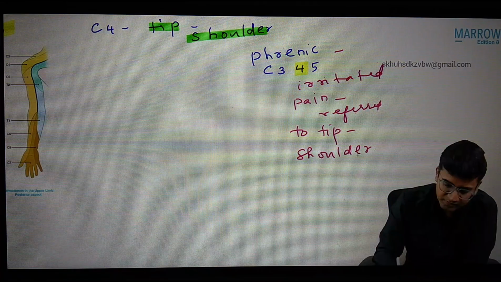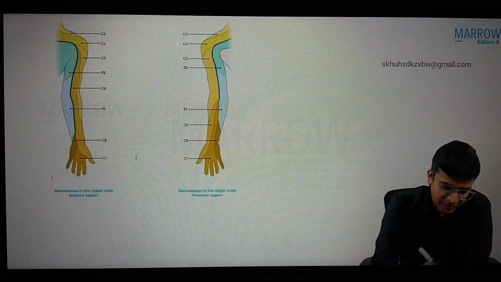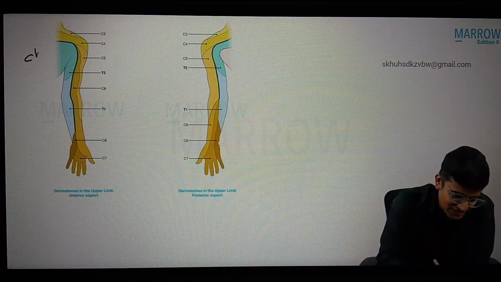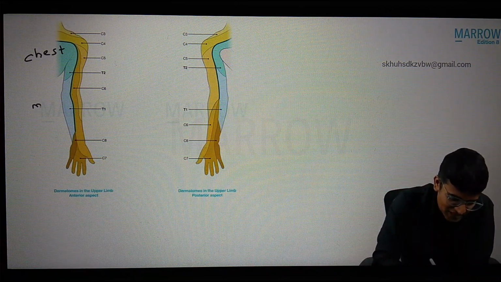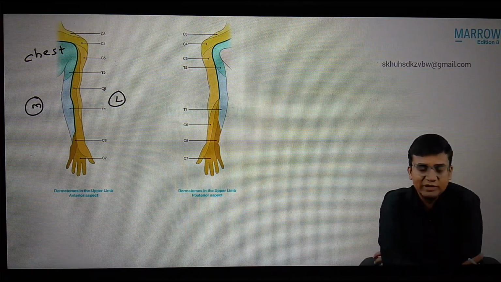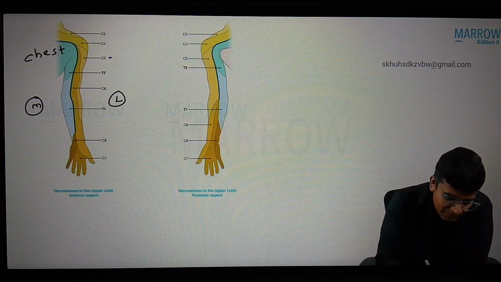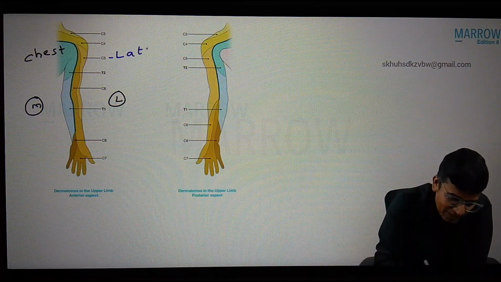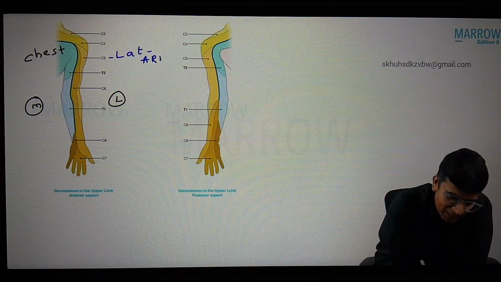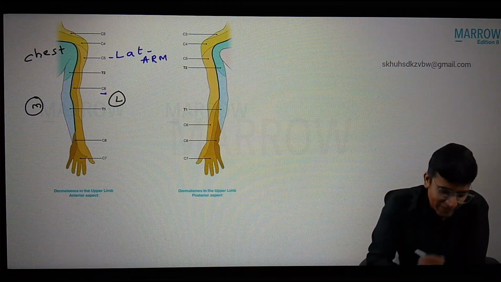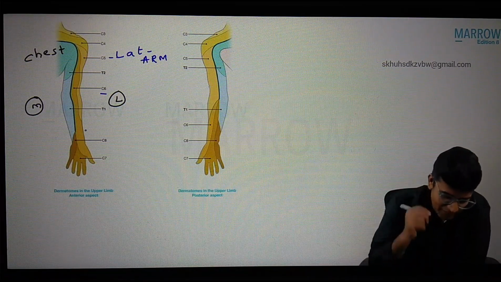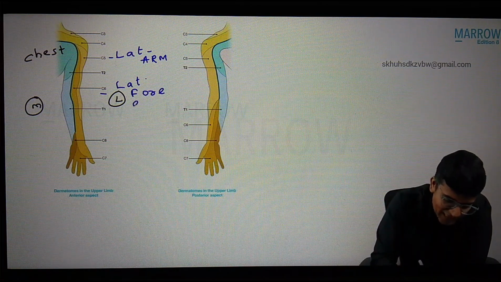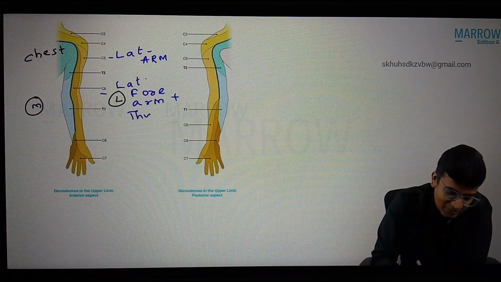Next point. Now, see the diagram. In the diagram, we are seeing the dermatome of the upper limb. This is the chest region, this is the medial side and this is the lateral side. Now, C5 fiber carries sensory fibers from the lateral aspect of the arm. C6 fiber, lateral aspect of the forearm and thumb. So, C6 fiber, lateral aspect of the forearm plus thumb.